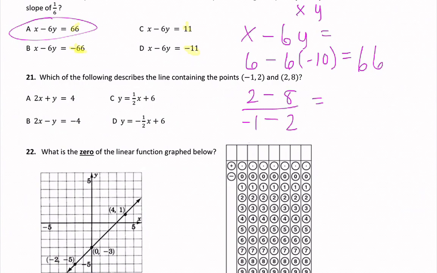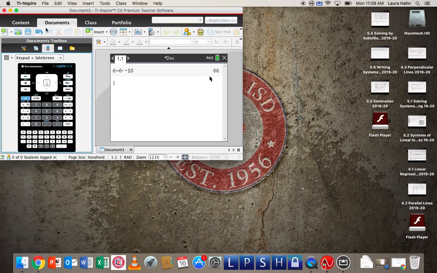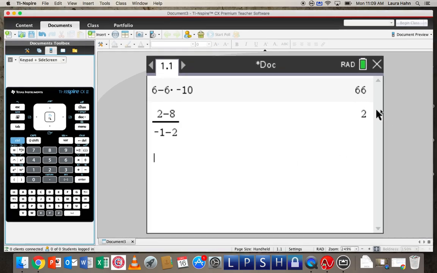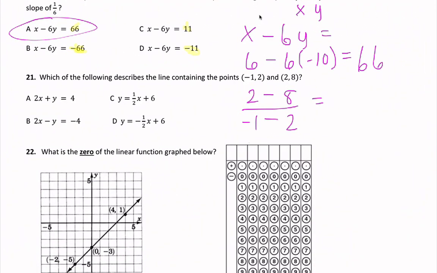All right, so let's go ahead and calculate that. It's a fraction, so I'm going to do control divide. On the top, I'm going to do 2 minus 8. On the bottom, I have -1 minus 2. So that tells me my slope is a positive 2. I'm going to put a little m over that. M is slope.